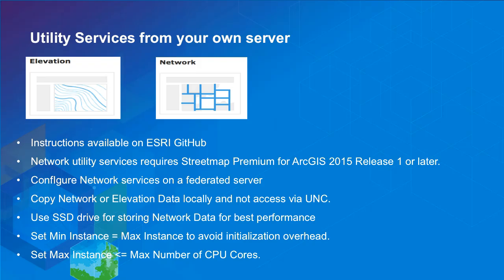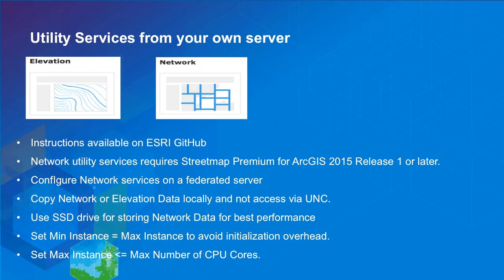So for network utility services, it requires street map premium data 2015 release 2 or later. The reason is the data has to be in a certain schema for you to be able to create these network utility services. And ideally, you want to set up the services on a federated server or a server that's not your hosting server. Because when you perform analysis, it will make a call to these utility services, and you don't want these utility services to be running on the same server because it's going to compete for resources on that machine.